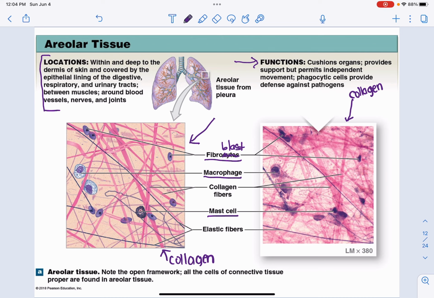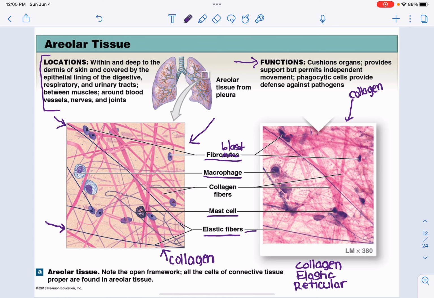All right, so you can see the collagen fibers. There's also elastic fibers. So areolar tissue contains all three types of fibers. It contains collagen fibers, it contains elastic fibers, and it also contains reticular fibers. All right, so the elastic fibers are usually a lot thinner. You can see them here. Here's another one here.